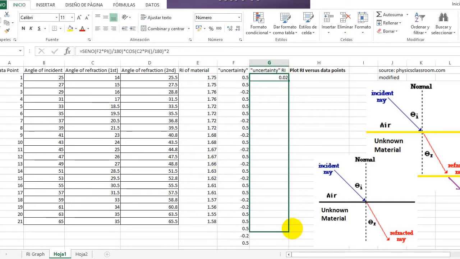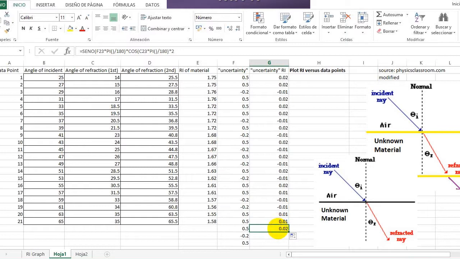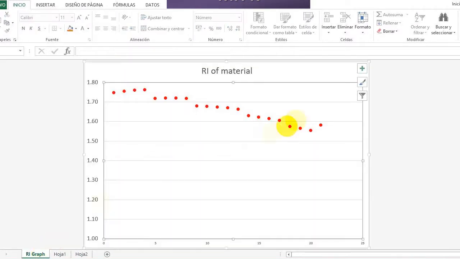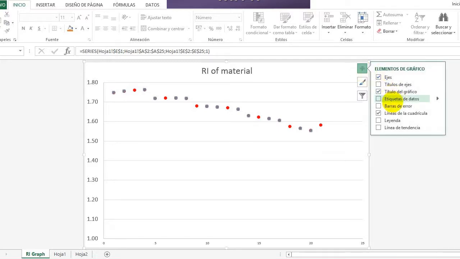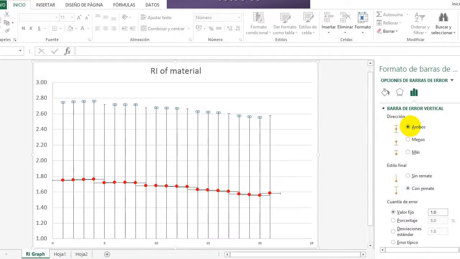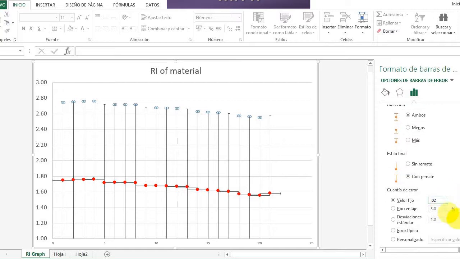As before, I can click and drag, and I have the uncertainty of the refractive index. And if I look through here, I can do the max-min thing I did before. If I look through here, I can see that the maximum is 0.02. So that's the value I'm going to use on my graph. Let's go back over to my graph and create the error bars. Plus error bars, but I'm going to hit this arrow here to say more options. Vertical error bars, the error is 0.02 in either direction.